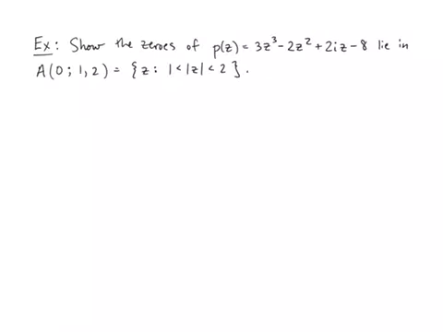So let's look at a typical application of Rouche's theorem. We can show that the polynomial shown here, 3z cubed minus 2z squared plus 2iz minus 8, has zeros that lie in a particular annulus. So you can say that they lie outside the unit disk, so further than a distance of 1 from the origin, but they must all lie within a distance of 2 from the origin. So they have to be in this annulus at a distance between 1 and 2 from the origin.